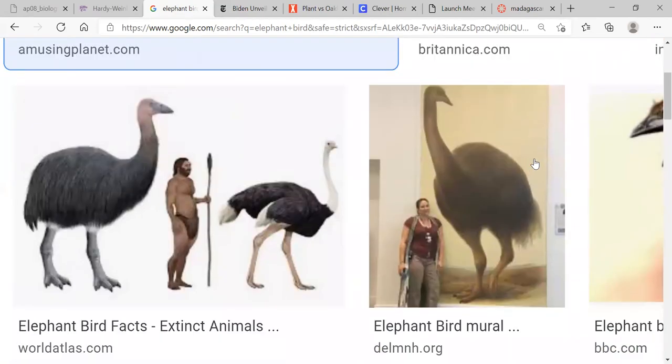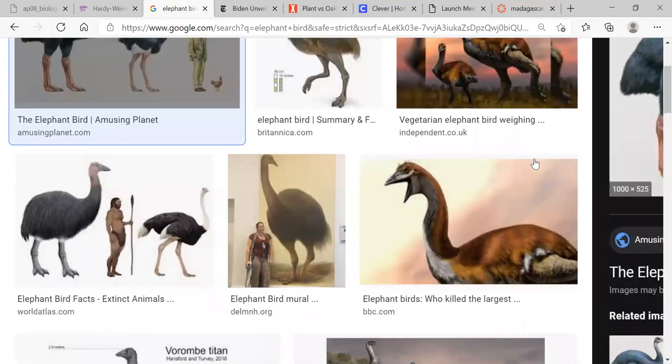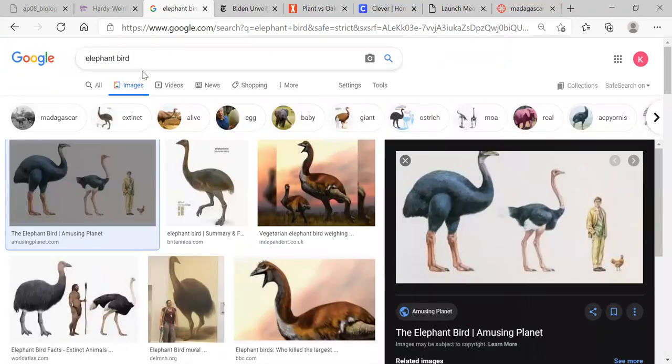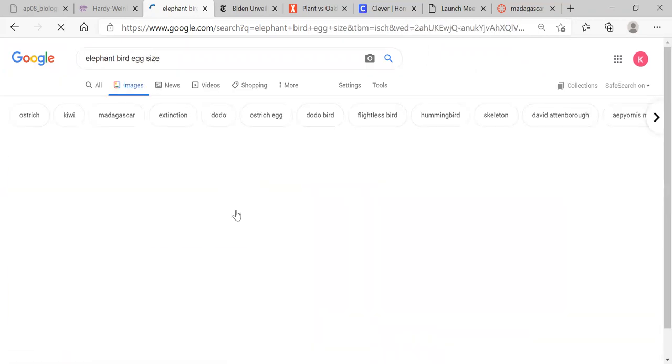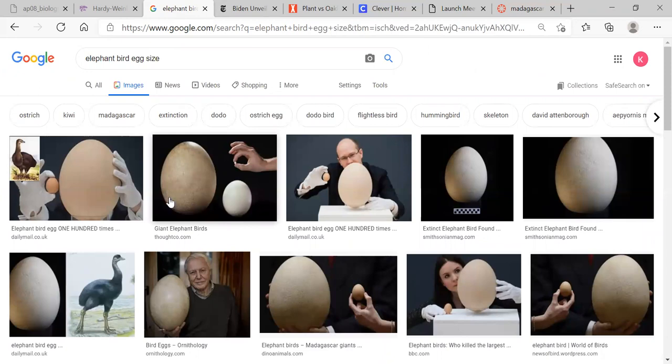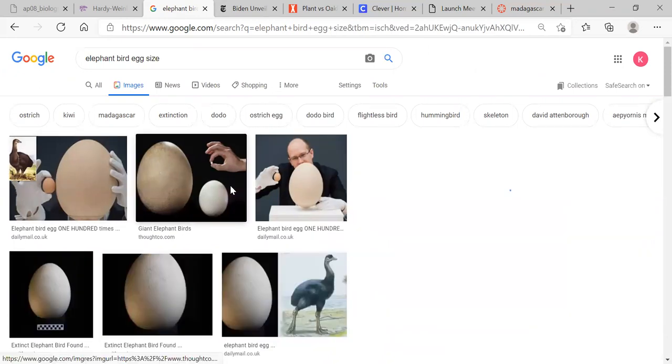So on the right is a modern day ostrich. On the left is the elephant bird. Huge bird. Both are descendants of dinosaurs that survived the extinction from 65 million years ago. And their eggs are enormous. If I can find one of those for you, elephant bird egg size. Right now, the ostrich egg is the largest egg on Earth.